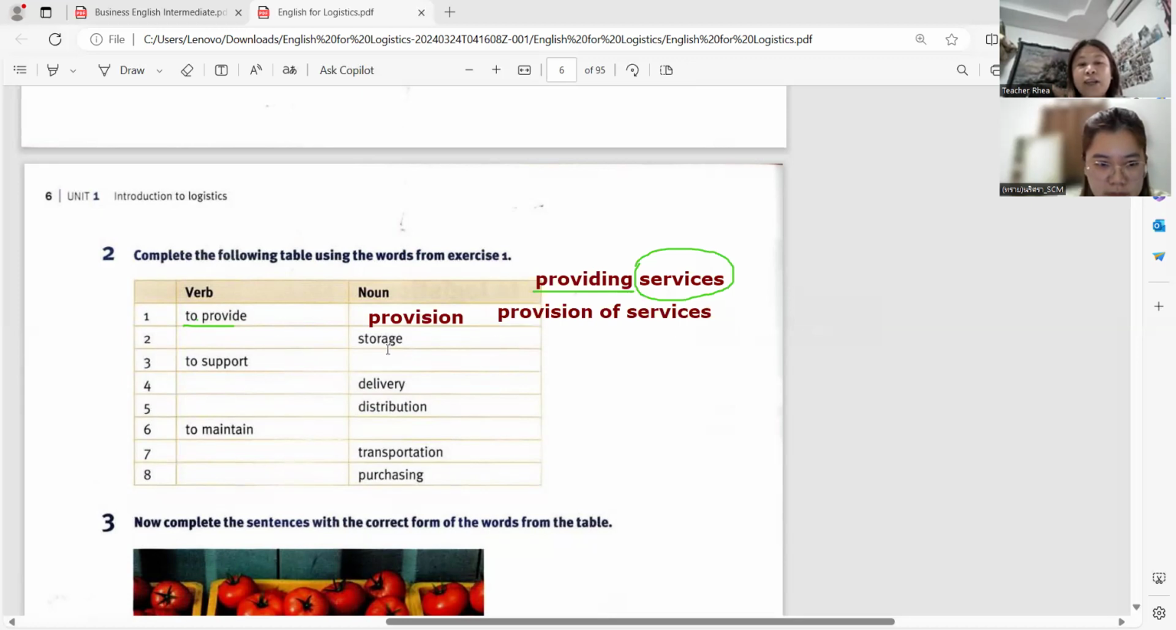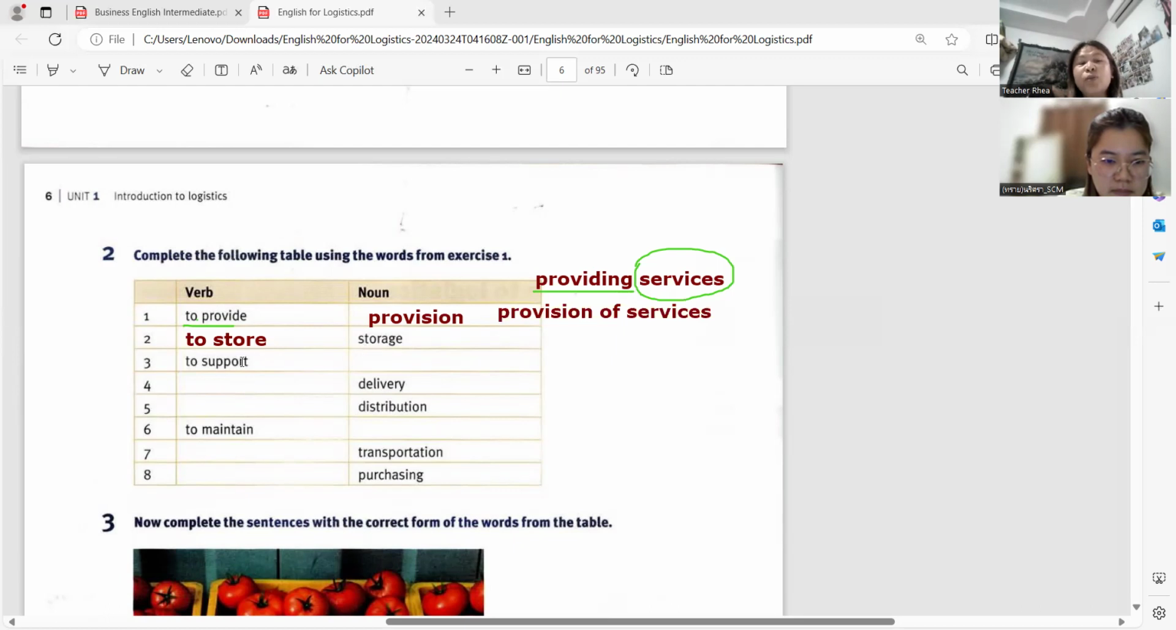Next is storage. What is storage? It is the noun. What is the verb? The verb is to store. To store, to keep in the warehouse, to store in the warehouse. That is the verb. Storage is just a noun. You cannot use storage as a verb, but to store.